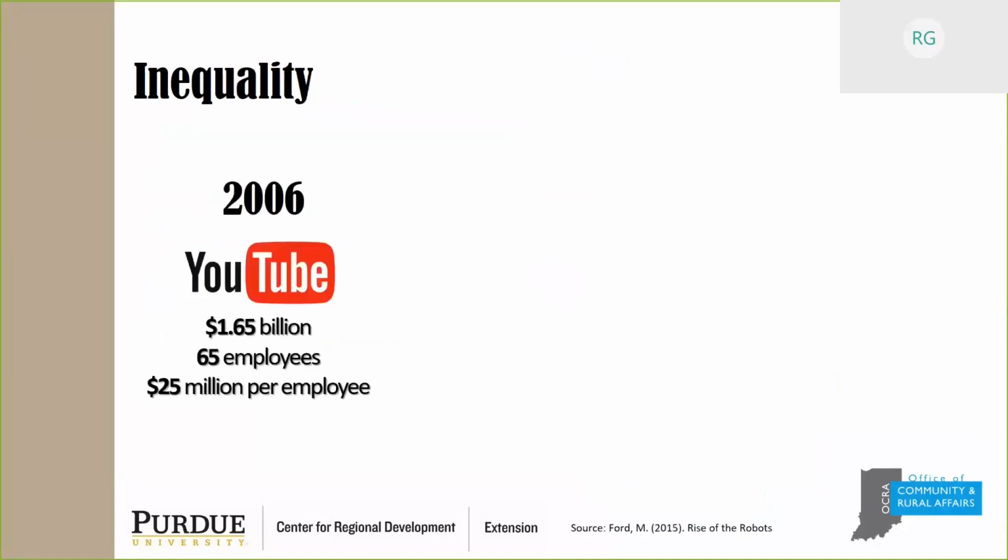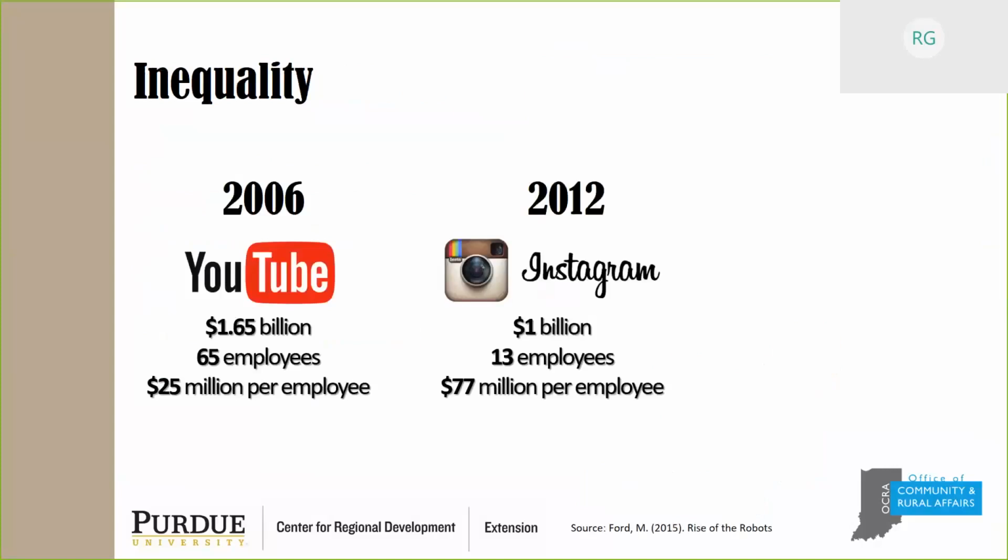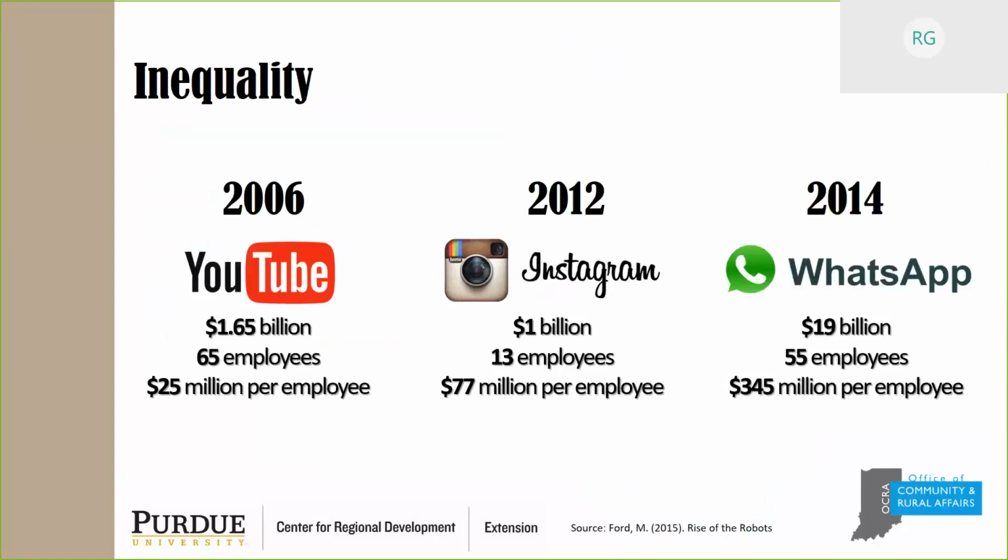Let me give you an example of what I mean with this. So in 2006, YouTube was sold for $1.6 billion. It had 65 employees, so that meant about $25 million per employee. In 2012, Instagram was bought for $1 billion. It had 13 employees, resulting in $77 million per employee. In 2014, WhatsApp, which is a texting app, was sold for $19 billion. It had 55 employees, resulting in $345 million per employee. So that's really a lot of money that's being concentrated in fewer and fewer hands. Now, at the local level, you may not have a lot of leeway, but be mindful that there is an issue about inequality in this digital age.